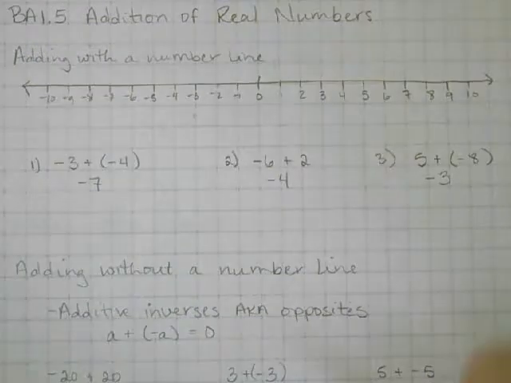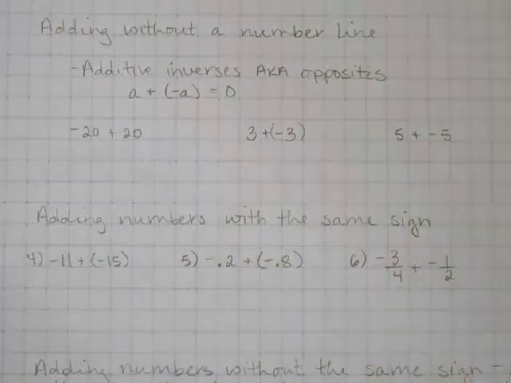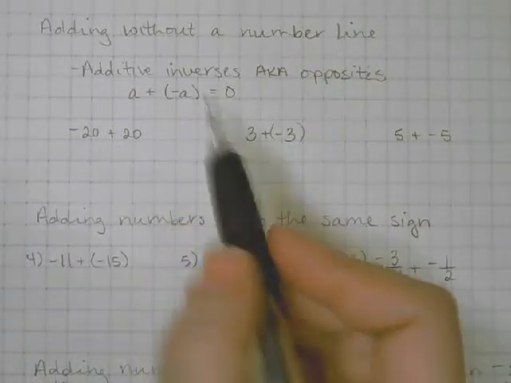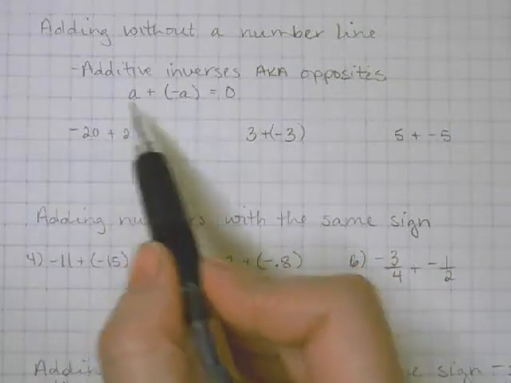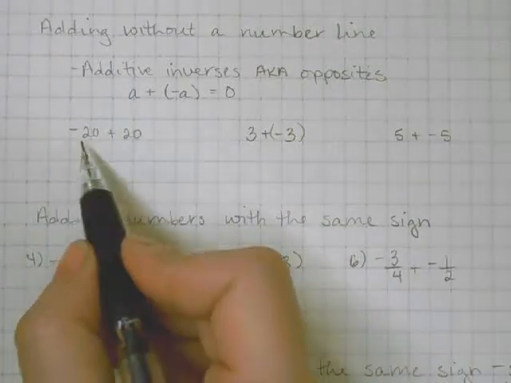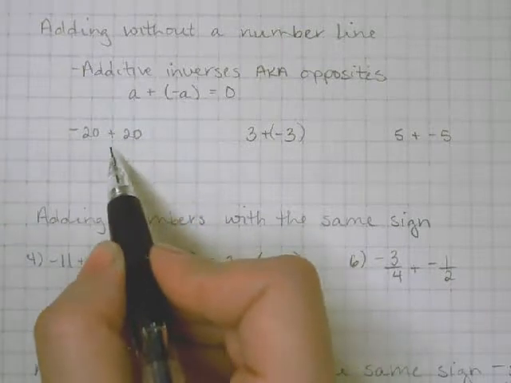So that's using a number line. You're not going to make a number line every time, so you are going to need to know how to do it without a number line. One of the things you need to know is adding the inverses or opposites. So opposites are the positive and the negative of the same number. So a plus -a equals 0. So here I have -20 plus 20, so those are additive inverses or opposites.